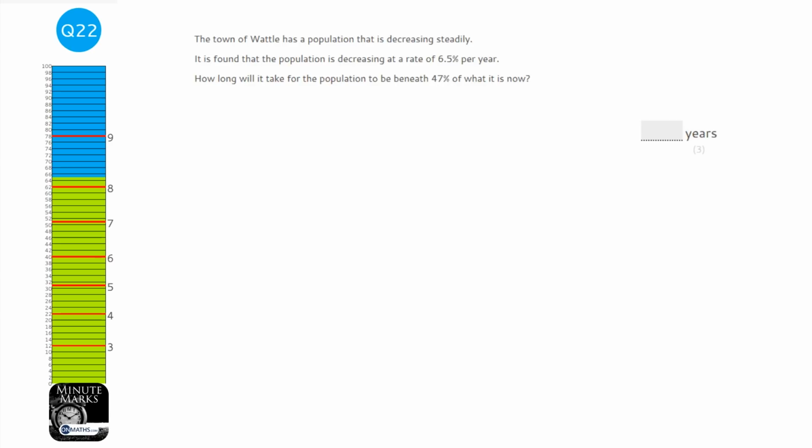Now, whenever you're not given a quantity, one method of being able to do it is by putting in your own quantity, and the easiest quantity to put in is the number 100. So I'm going to pretend that the population of the town at the start is 100. Now this question, as I said, is all about multipliers, so we need to figure out what a decrease of 6.5% as a multiplier is.